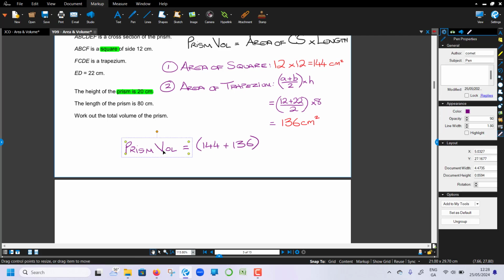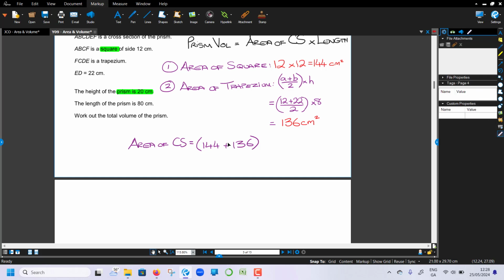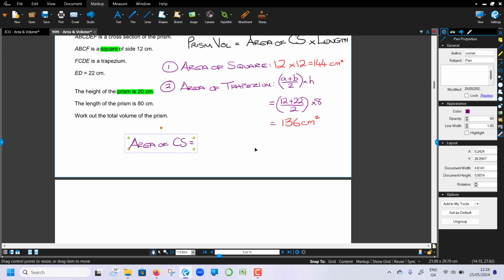I'll actually do it separately, just so I have it. Area of cross section equals 144 plus 136, which is 280. All right, I'll just put it in here. 144 plus 136, which equals 280 centimeters squared.